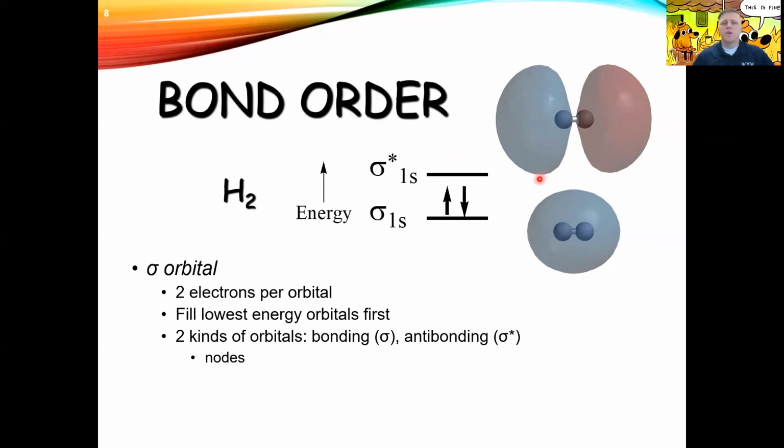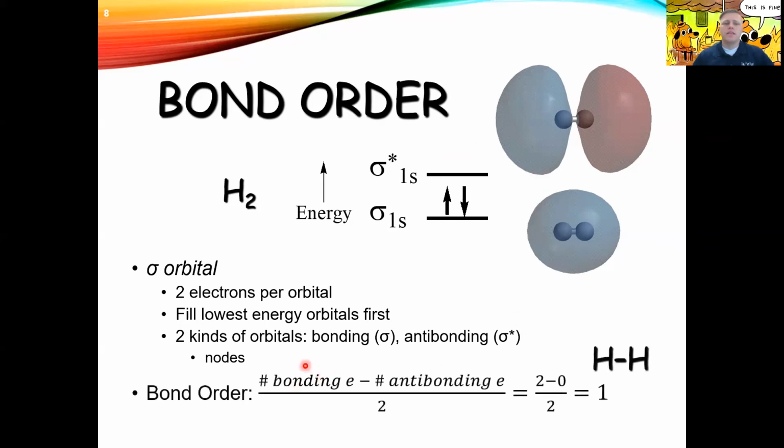In molecular orbital theory, we count the bond order like this. We take the number of bonding electrons, or in other words, electrons in bonding orbitals, and we subtract the number of electrons in anti-bonding orbitals, and then we divide that number by 2. We divide it by 2 because each orbital can hold 2 electrons. So in this case, for H2, we would have 2 electrons in bonding orbitals, 0 in anti-bonding orbitals. So we get 2 minus 0 over 2 equals 1. We have a bond order of 1 in this case.